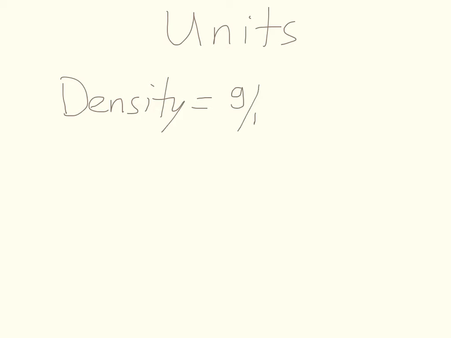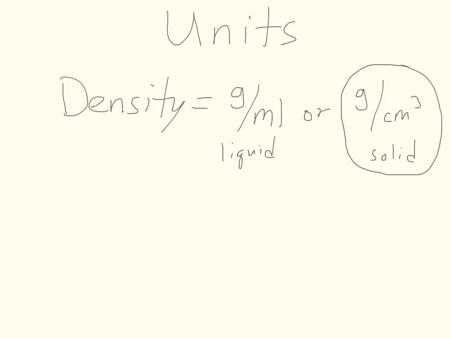Let's talk units here. So the units for density are either grams per milliliter, that's for a liquid, or grams per centimeter cubed for a solid. So those are my two possible units. They're the same thing, it just depends on if it's a liquid, it's going to be grams per milliliter. If it's a solid, it's grams per centimeter cubed.